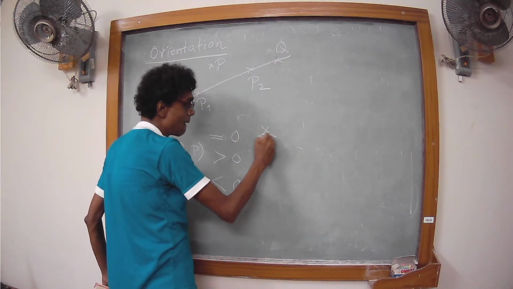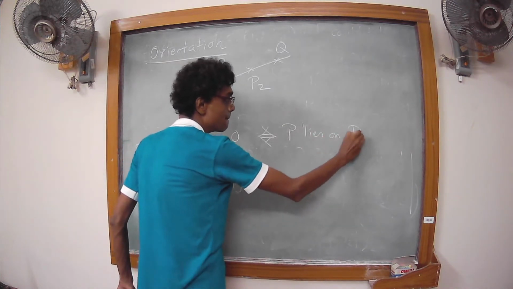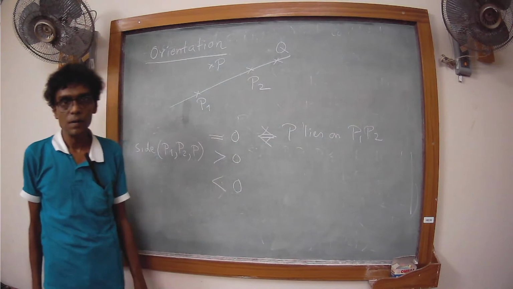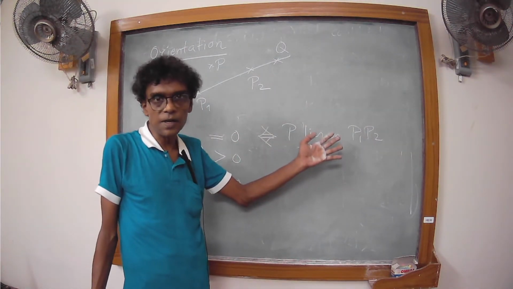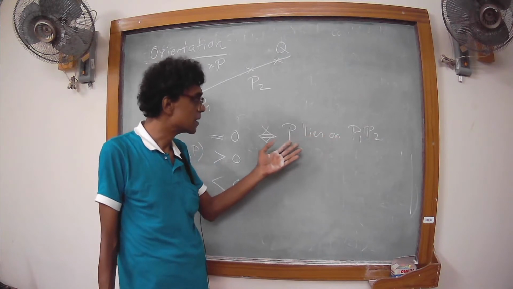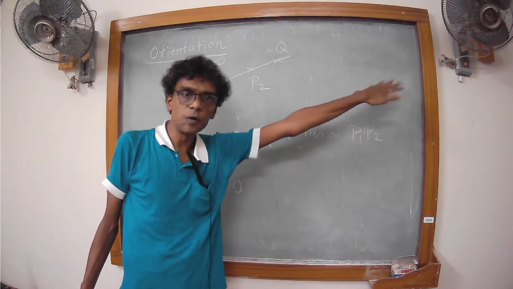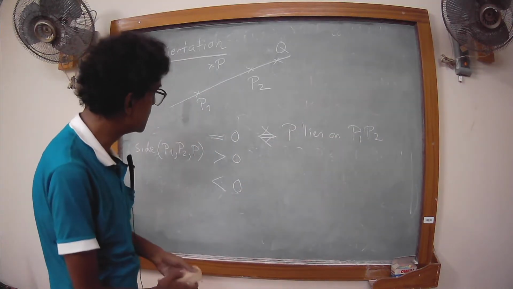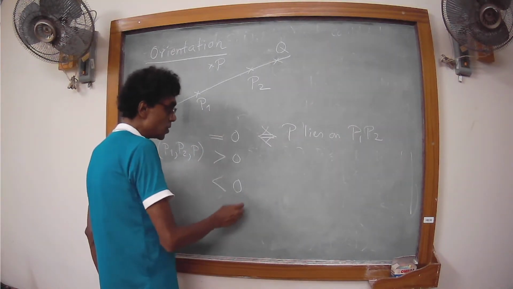P lies on P1, P2. Of course, for a line, you do not require any orientation. It may lie in the segment, outside the segment, beyond P2 or before P1. Anyway, all the cases are identified by this being equal to 0.